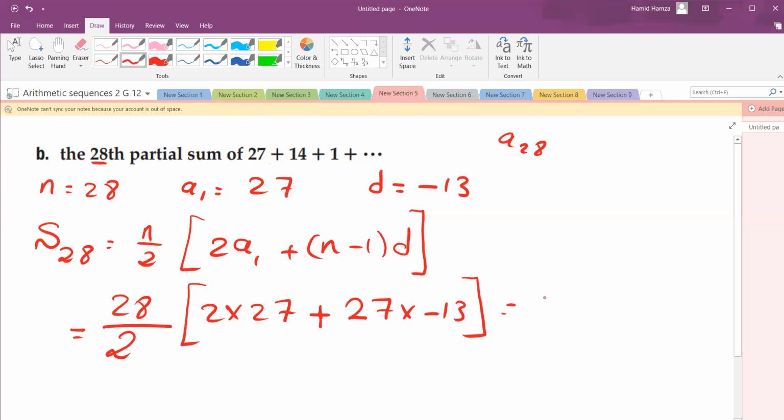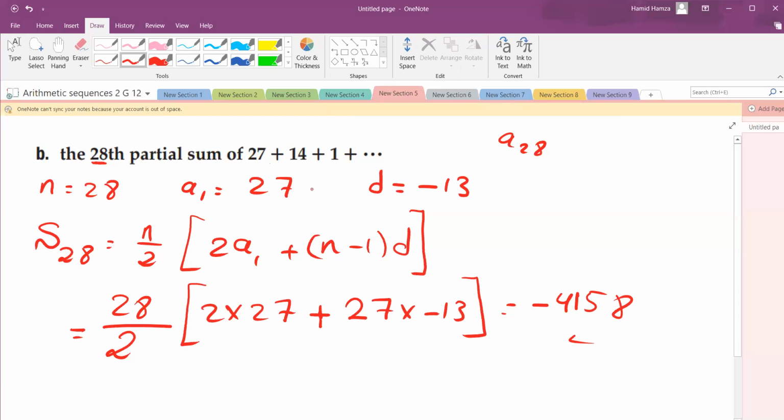I think it's negative 4,158. Negative 4,001... no, negative 4,000 and what? 128? 58. 58, like this. Okay, so this is a partial sum.